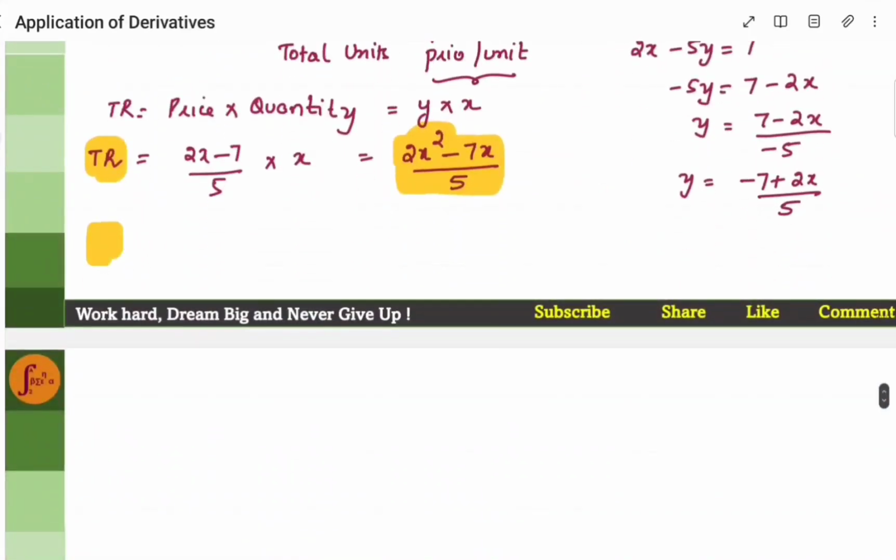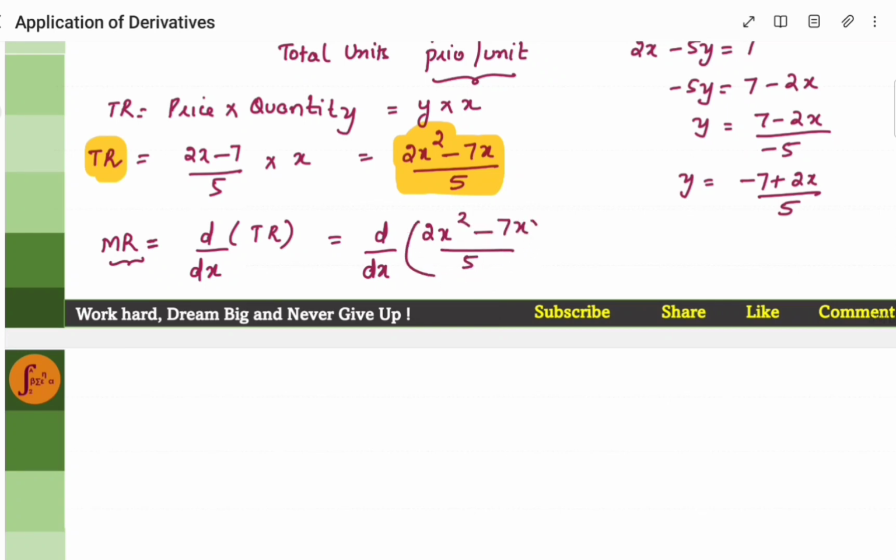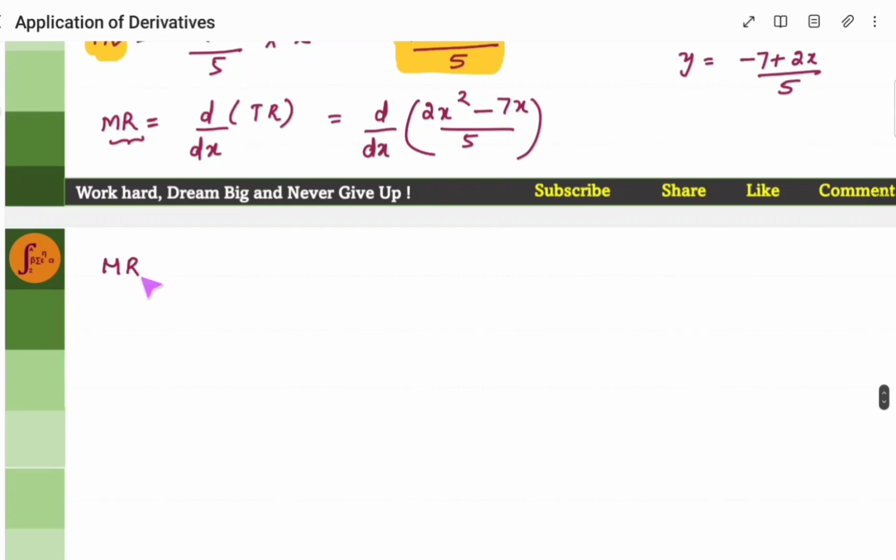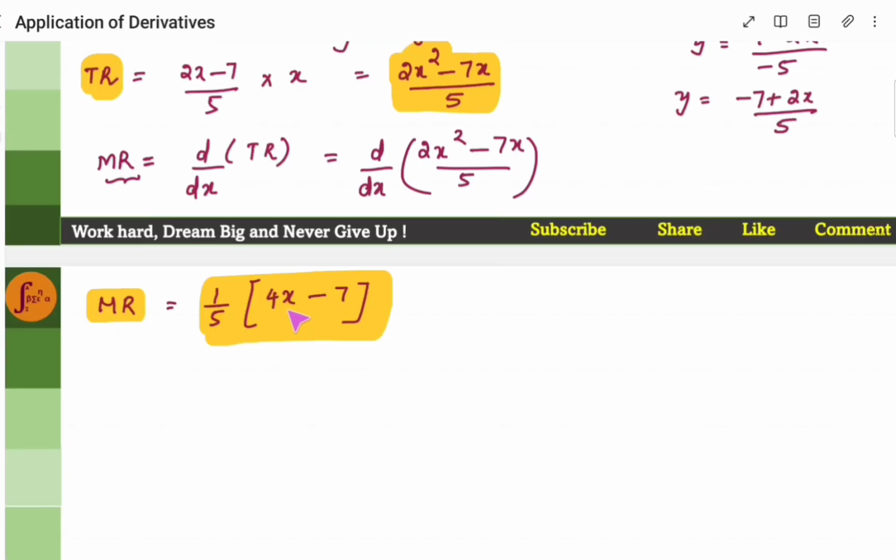What is marginal revenue? The marginal means small change. Small change means differentiation. Differentiation with respect to quantity, differentiation of total revenue, right? Now, so differentiation of total revenue, this is total revenue. So 2x square minus 7x by 5. Let's differentiate this. So we'll get, we can take 5 outside because it's constant, right? Then derivative of 2x square is 4x. Derivative of minus 7x is minus 7. So this is marginal revenue.